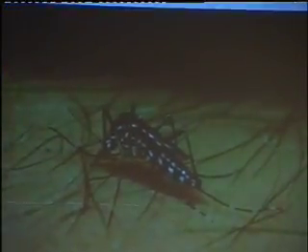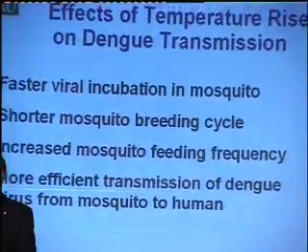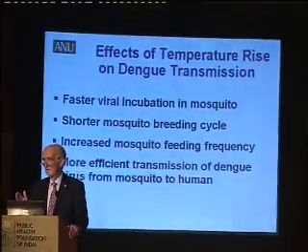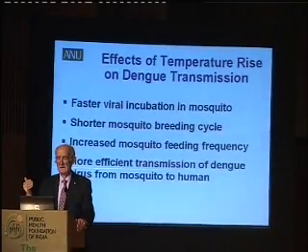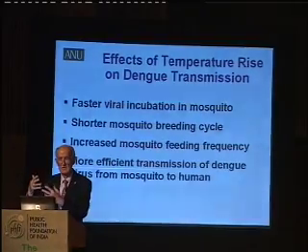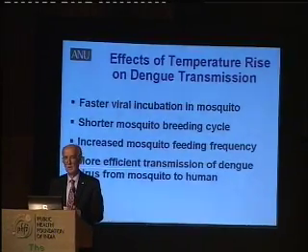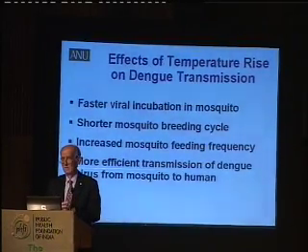Dengue, for example, is the principal mosquito vector. Temperature can affect the transmissibility of this disease by speeding up the incubation of the virus in the mosquito, or its replication, I should say. Shorter mosquito breeding cycle, more frequent mosquito feeding in hot conditions, and actually more efficient transmission of the infection.